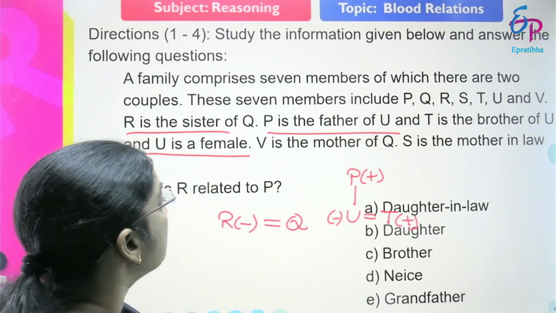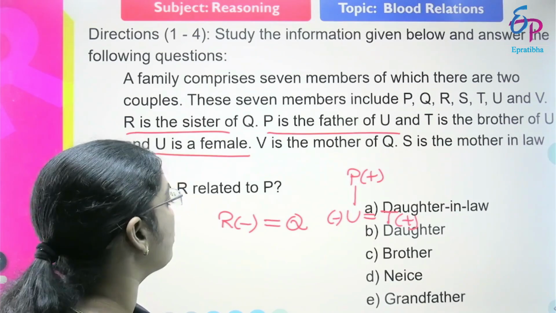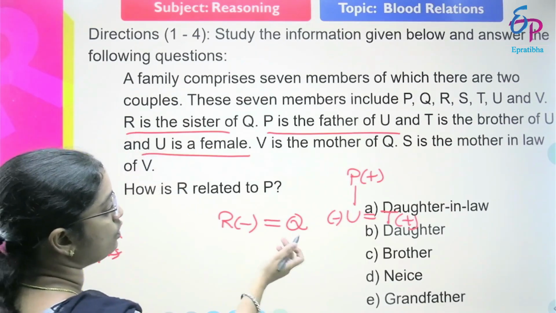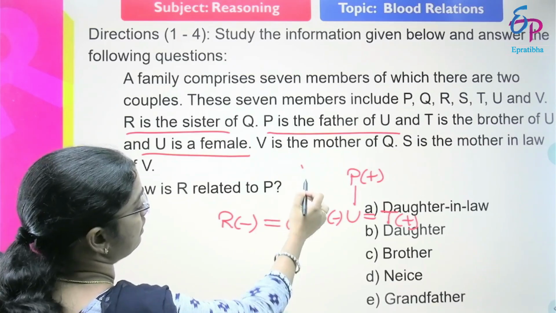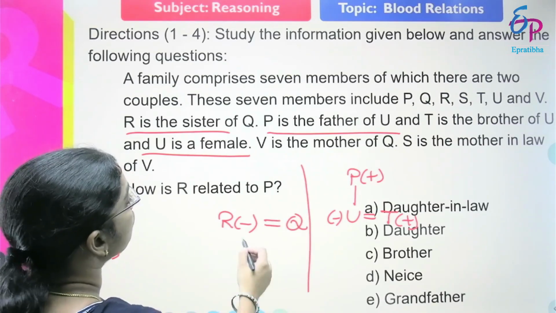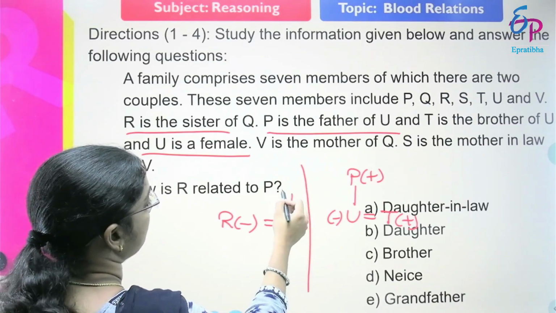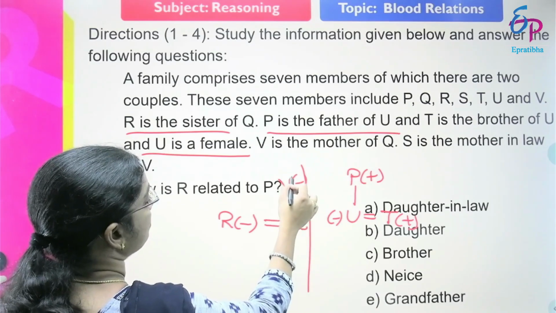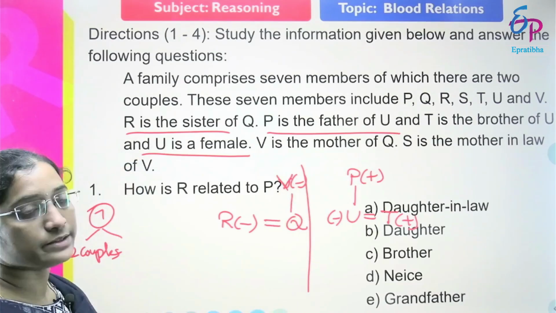The next one, V is the mother of Q, friends. Okay, V is the mother of Q. So in this diagram, we are taking two separate pictures, right? So here we need to take V is the mother of Q.